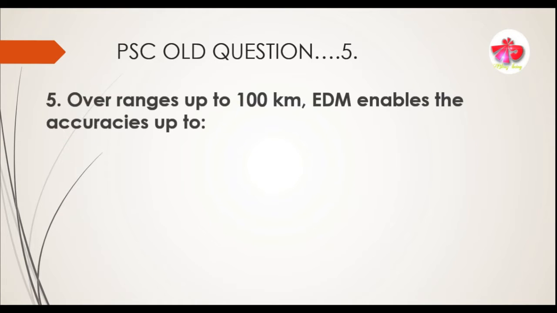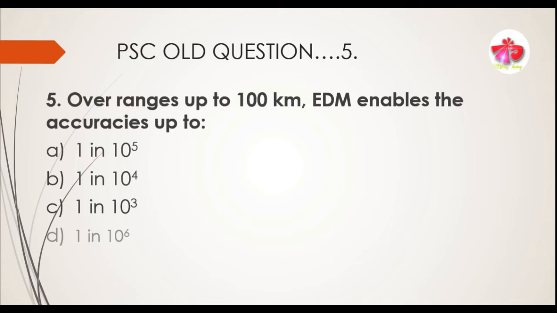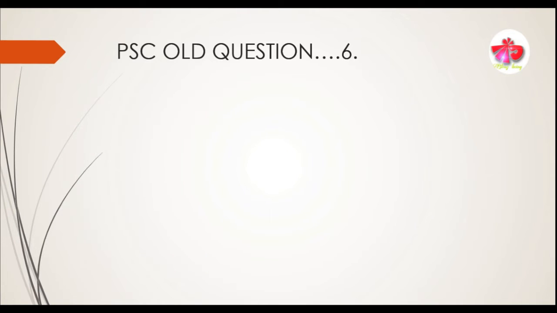Question number 5. Over ranges up to 100 kilometers, EDM enables accuracies up to 1 in 10 to the power 5, 1 in 10 to the power 4, 1 in 10 to the power 3, and 1 in 10 to the power 6. So friends, over ranges up to 100 kilometers, EDM enables accuracies up to 1 in 10 to the power 5. Option A will be the correct answer here.